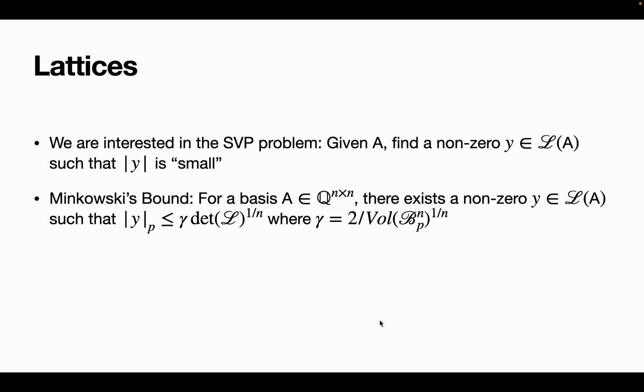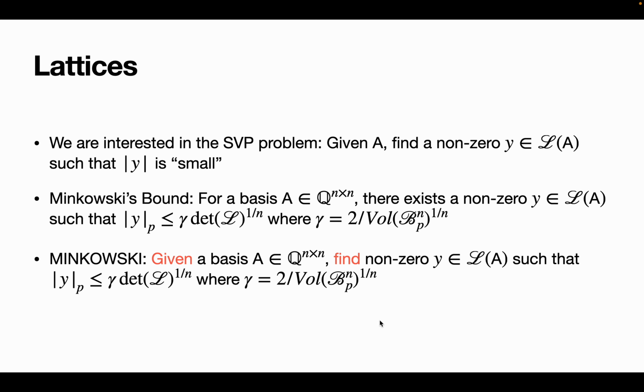So what exactly do we mean by short or small vector here? Well, one way to think of it is a vector meeting Minkowski's bound. Minkowski's bound tells us that for a basis A, there exists a relatively short lattice vector in the lattice generated by A. The actual length of this doesn't matter so much, but just know that there is a bound and it's a relatively short lattice vector. So what's the computational problem? Well, we just write these words in red here, given and find. So I give you a basis and find me a short vector which meets Minkowski's bound.